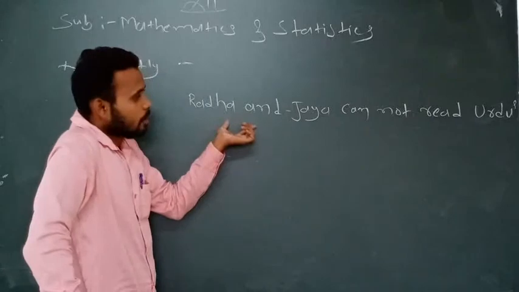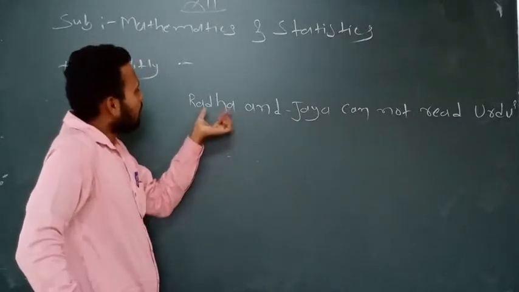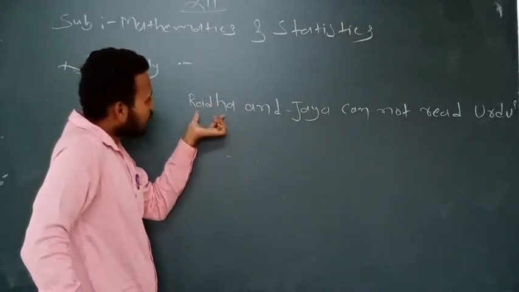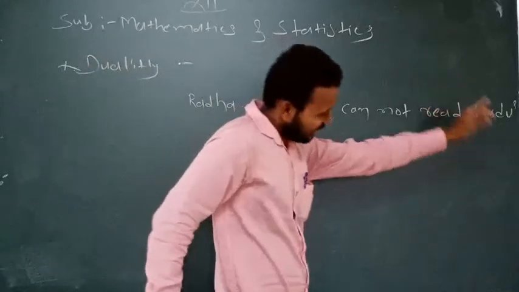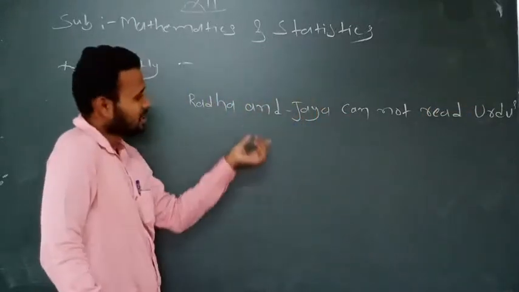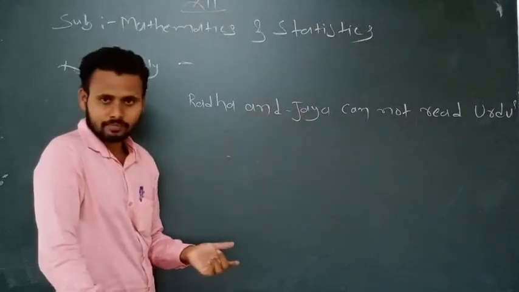Find the dual of the following statement. The statement is: Radha and Jaya cannot read Urdu. We have to find the dual of that statement. It is a compound statement.